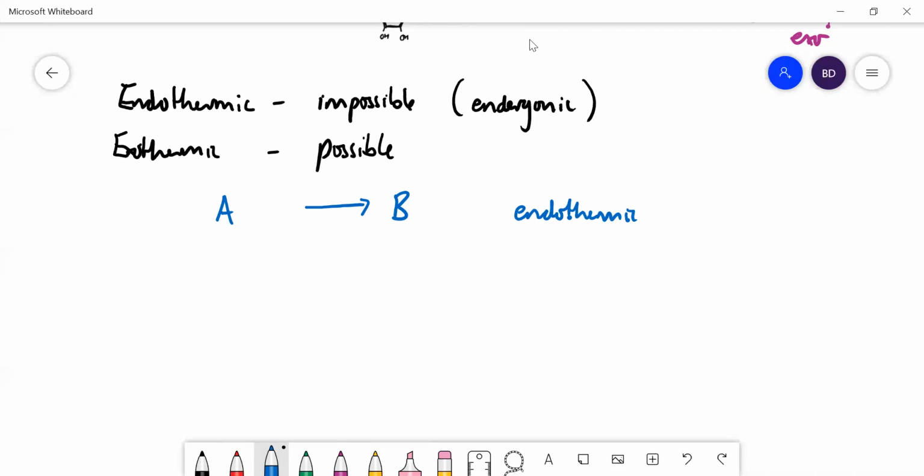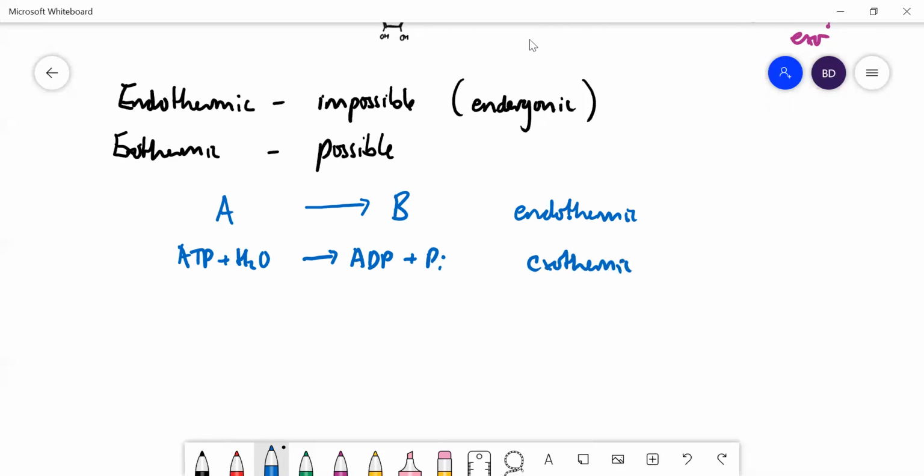That can't happen. So you cannot make B, and you need to make B. Well, how does ATP help out here? Well, we've seen that ATP plus water goes to ADP plus inorganic phosphate, and that is exothermic.